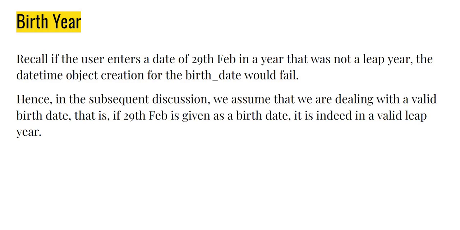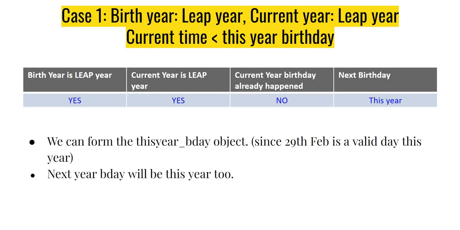Given this, there are really three scenarios that come up. First one, which is actually kind of the simplest, is that the birth year is a leap year, current year is also a leap year, but current time is less than this year's birthday, which means that maybe current time is in January or some early February, something like that. Now, given that the current year is a leap year, we will be able to form a this year birthday object because this year's birthday will be on 29th February, and 29th February is a valid date for the present year. Also, we know that the next birthday will be this year too because the current birthday has not happened. So in a way, this scenario is relatively simple.